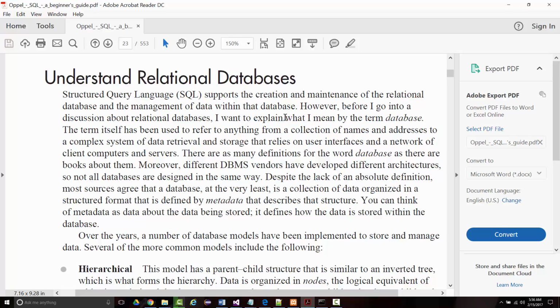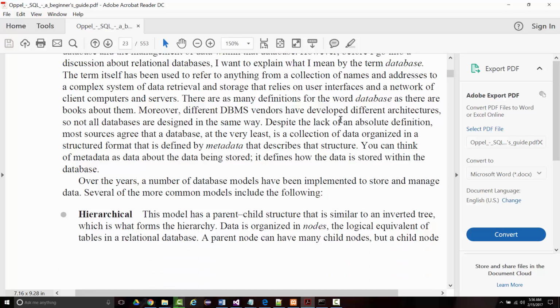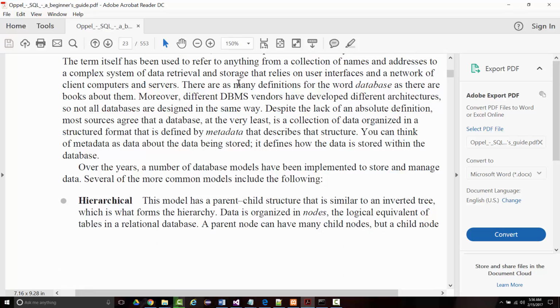Then the author says he wants to explain what he means by the term database. And he says there are many definitions for the word database. Most sources agree that a database at its very least is a collection of data organized in a structured format defined by metadata. That metadata is what I call a schema. We'll get into that more as we go on in here.